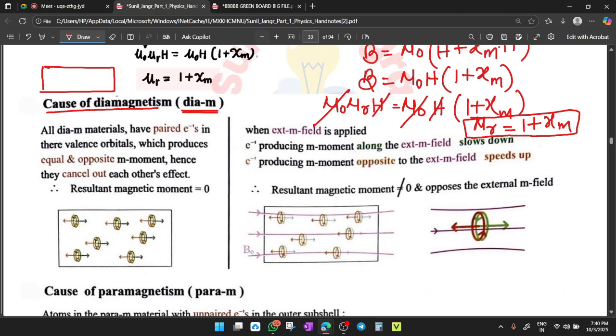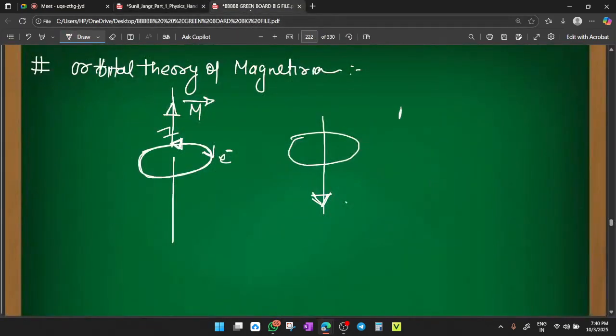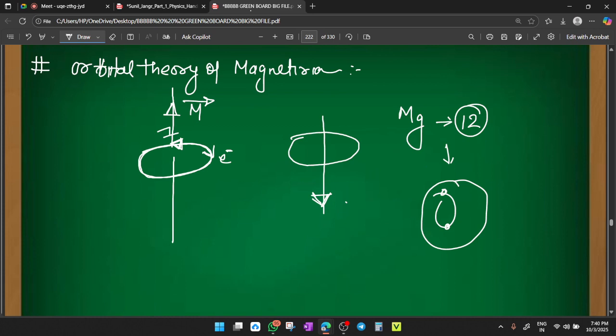Like magnesium, beta, like magnesium. Magnesium has a total of 12 electrons. Clear, beta? So if you fill the electrons, the configuration will be 2, then 8, and 2. Clear?